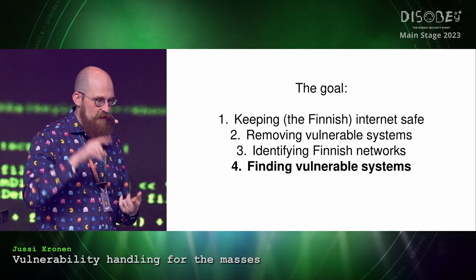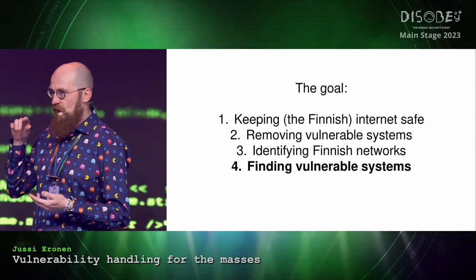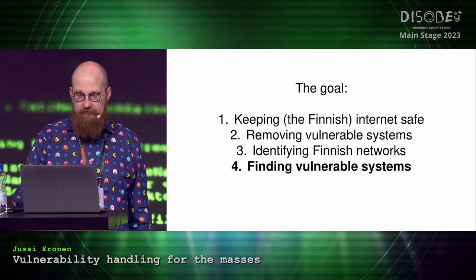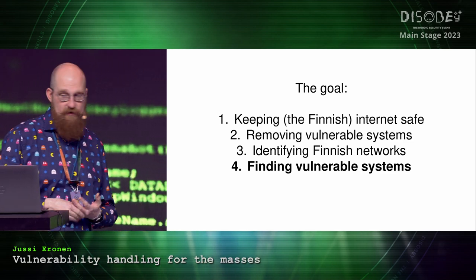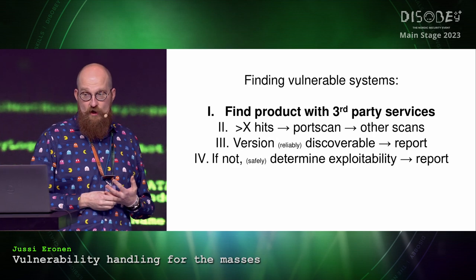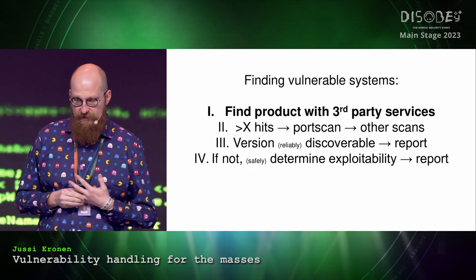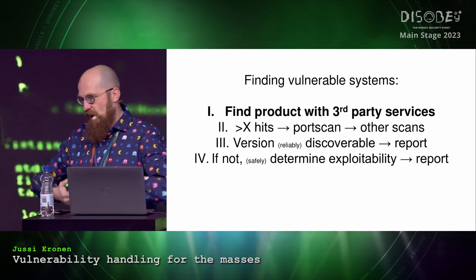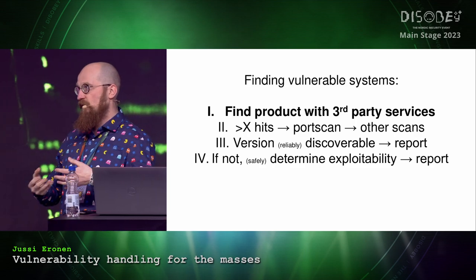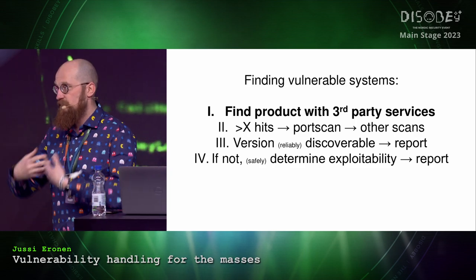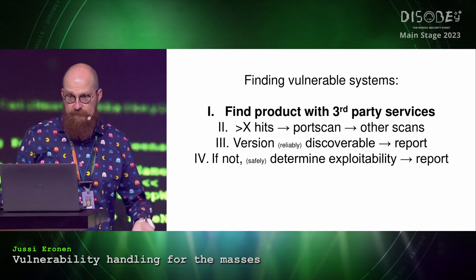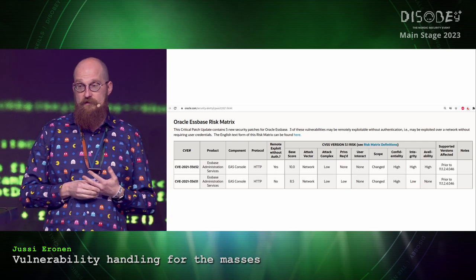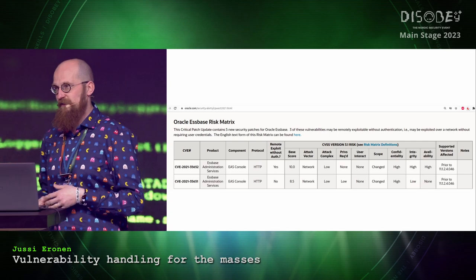So, okay, we have selected the vulnerability. We know roughly what we should scan. How can we find the vulnerable systems? So the rough methodology is that I usually start with the third-party systems, trying to further prioritize on whether, okay, this is a vulnerability, which is a problem. Is it a problem for us? Is it a problem for Finland? And then work from there. Let's take a hypothetical vulnerability. No, not a hypothetical, a random vulnerability.